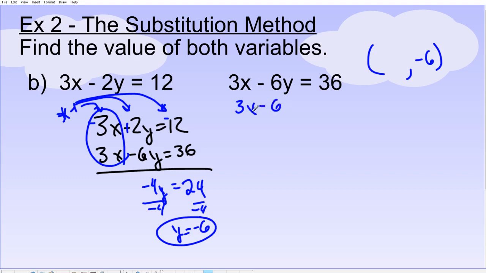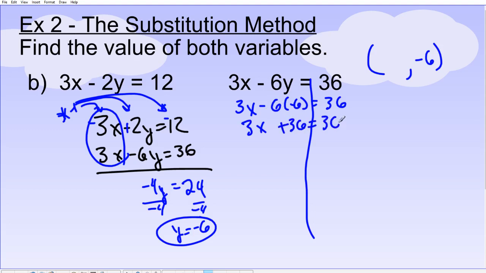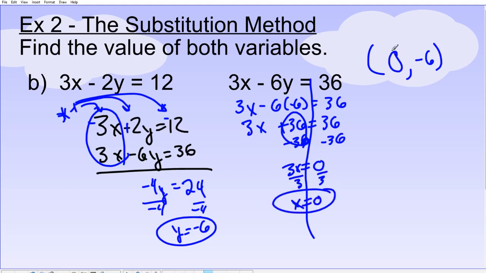3x minus 6 times negative 6 is equal to 36. X is going to equal maybe 0? Let's see. 3x, and then negative 6 times negative 6 is a positive 36. And then when I subtract 36 on both sides, these guys cancel. 3x is equal to 0. Divide, divide, x still equals 0. There's my x value. So when x is 0 and y is negative 6, these two equations have the same value.